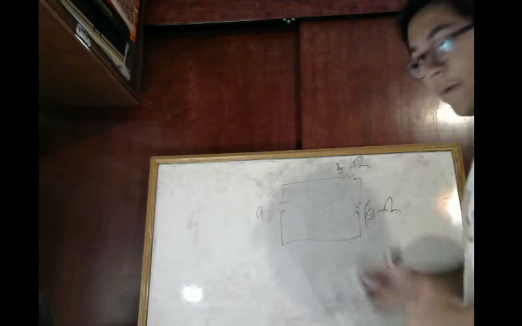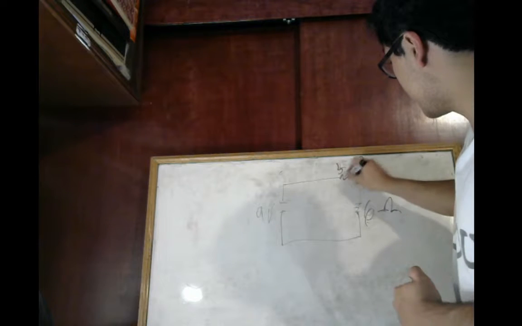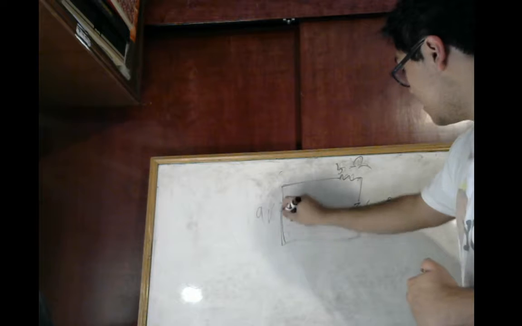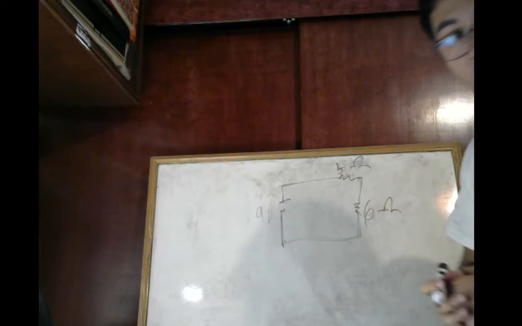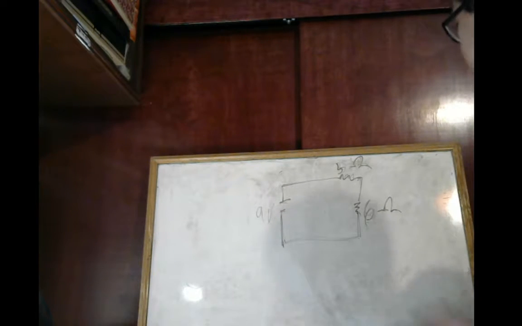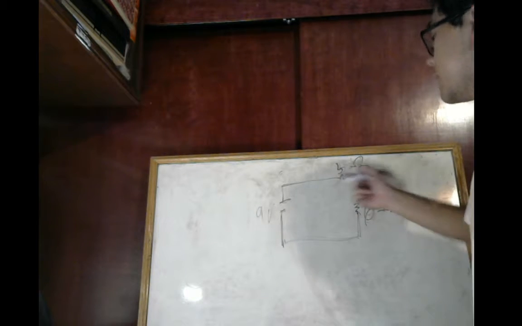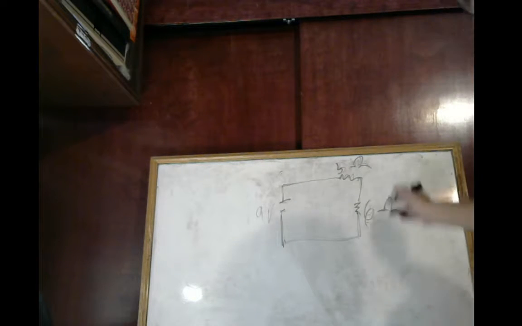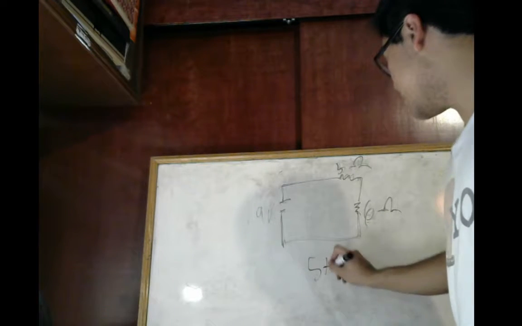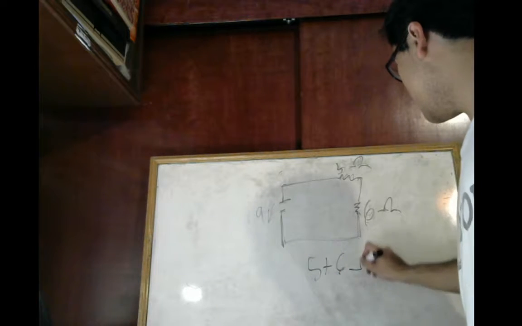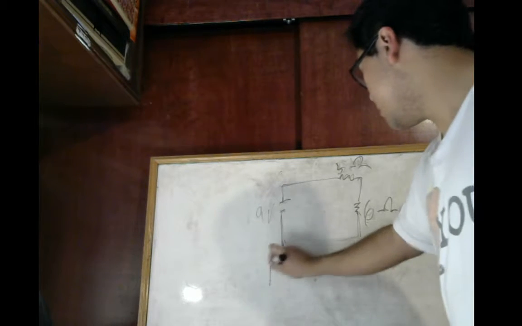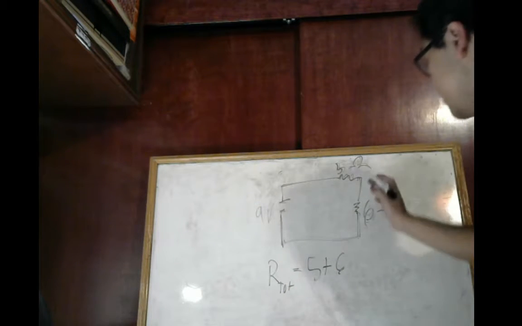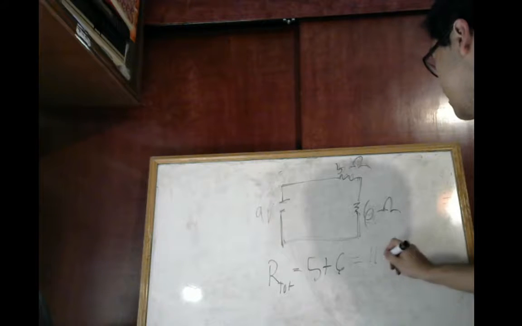However, let's rewrite this, let's move quickly. Right? Now, it's pretty simple to calculate the resistance of this circuit, right? It would be basically 5 plus 6, right? That's how you get the total resistance of a system when it's in series, alright? So it would be 11 ohms, right?